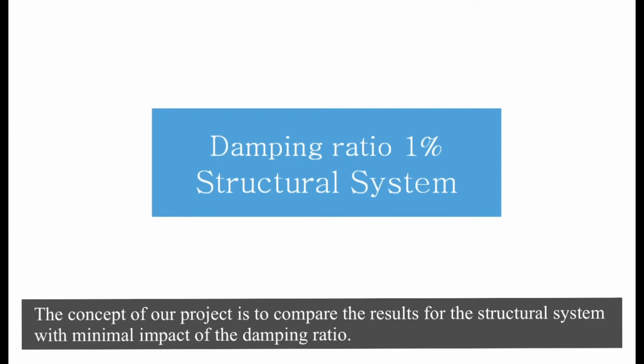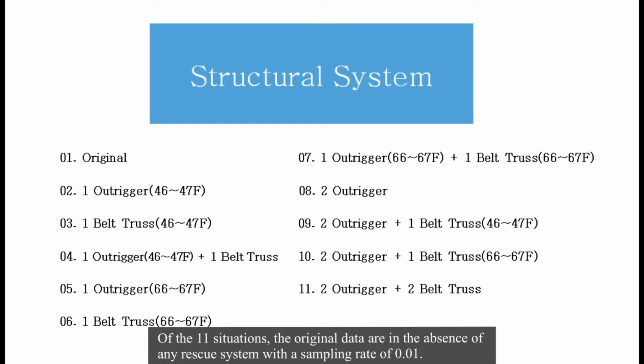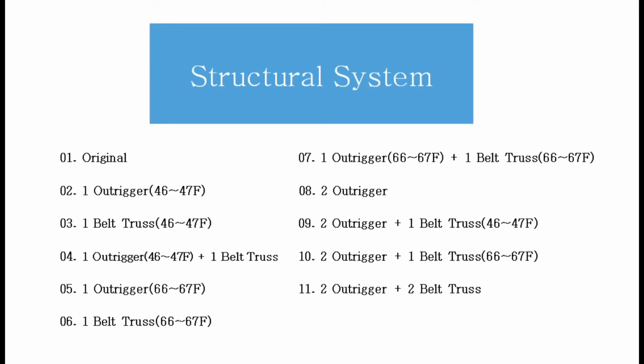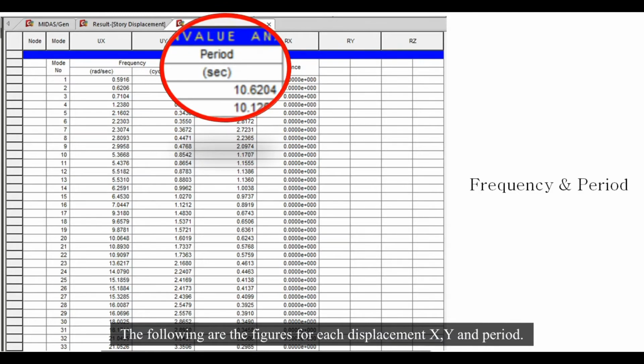The concept of our project is to compare the results for the structural system with minimal impact of the damping ratio. We compared the results for the structural system with minimal impact of the damping ratio by setting the damping ratio to 1%. Of the 11 situations, the original data are in the absence of any rescue system with a damping ratio of 0.01. The following are the figures for each displacement x, y, and period.